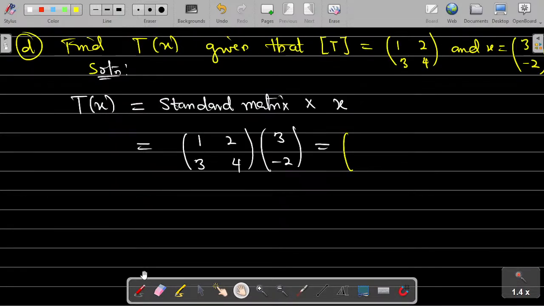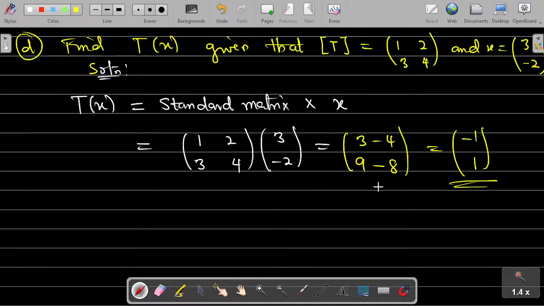Back to what we were saying here. If we do this multiplication, we'll have 2 and 1 multiplying this. That will be 3 minus 4, while this one will be 9 minus 8, which is equal to minus 1 and then 1. So this is the value of your T of x. Yeah, Rita, you're welcome. That's your T of x as required. And this happens to be the end of question 1. Then we would have to enter into question 2.